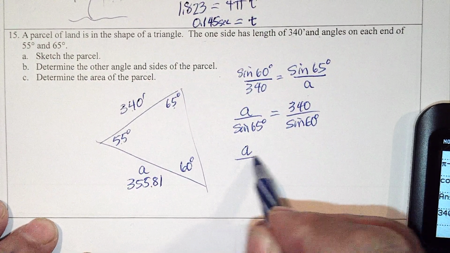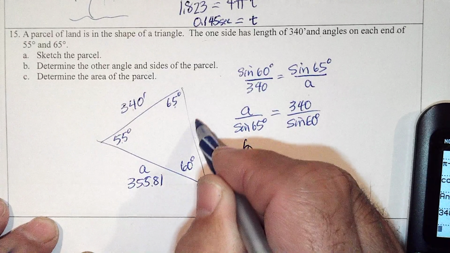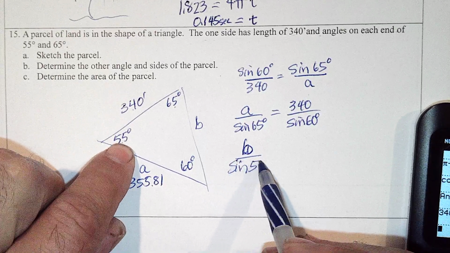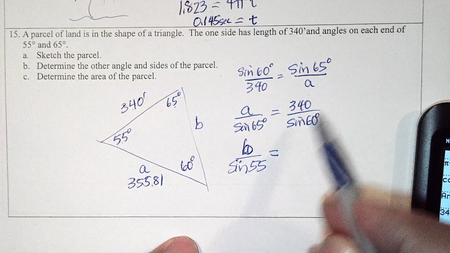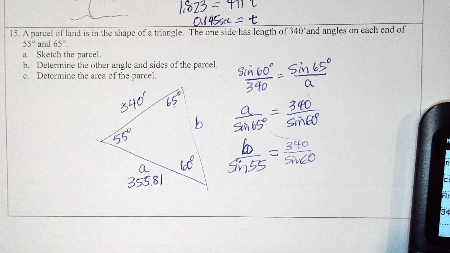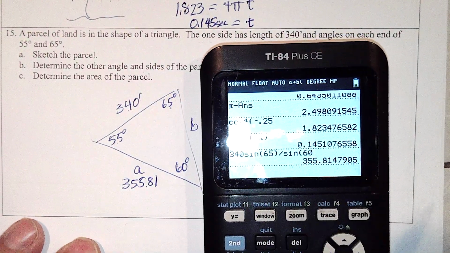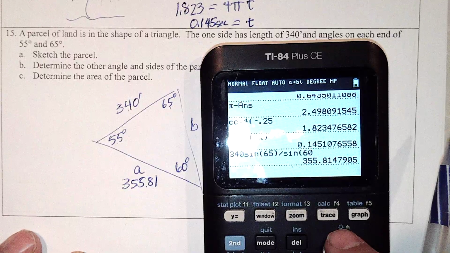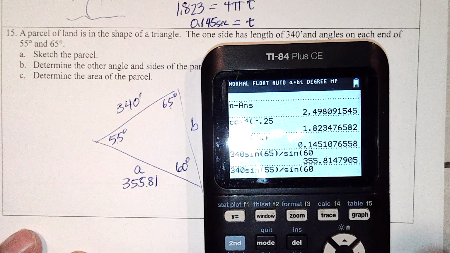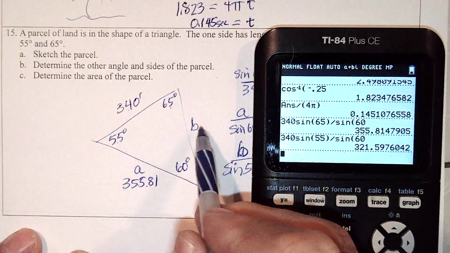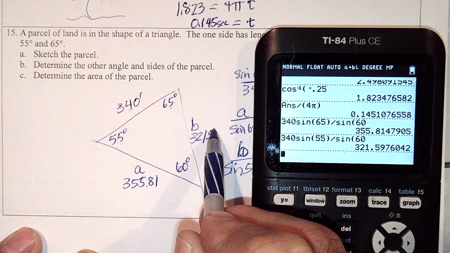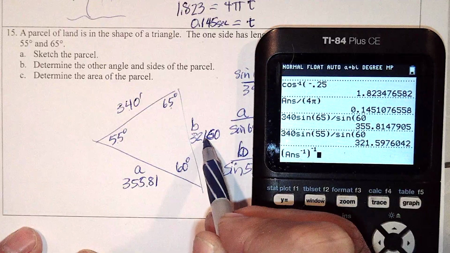Now I could use law of cosines, but I can also do law of sines. Change it to B, I'll call this side B, over sine of the side opposite equals any one I know, which is 340 over sine 60. So all I have to do is change my last one from that angle being 65 to 55. And I get this side to be 321.60 rounded.